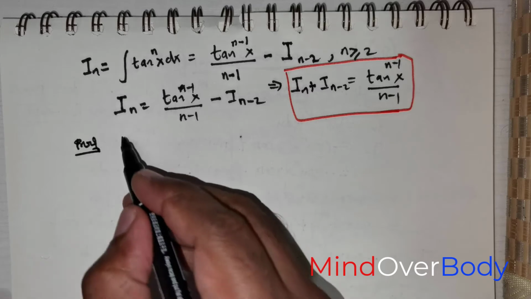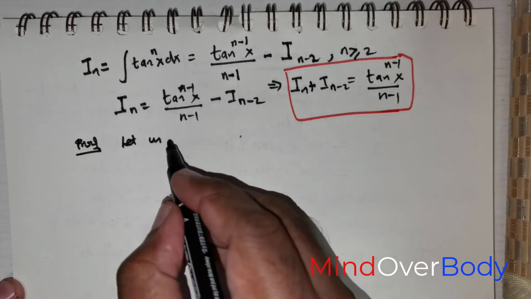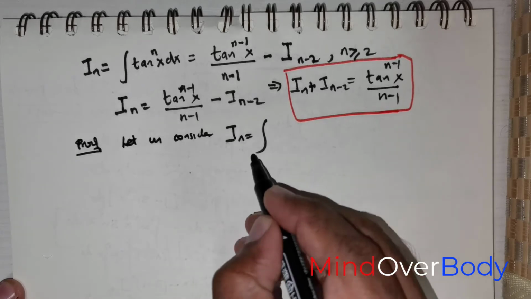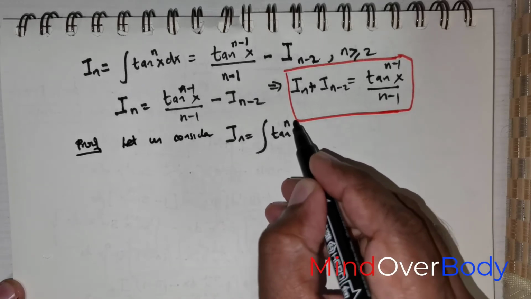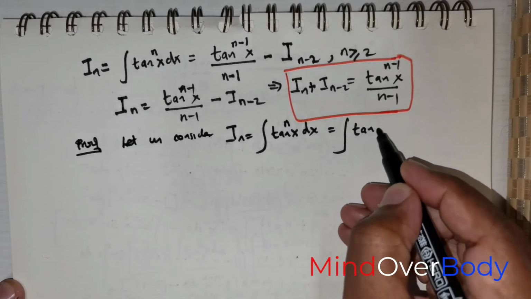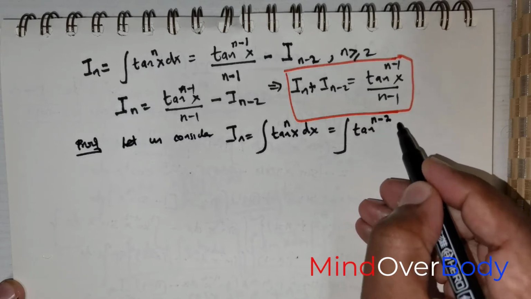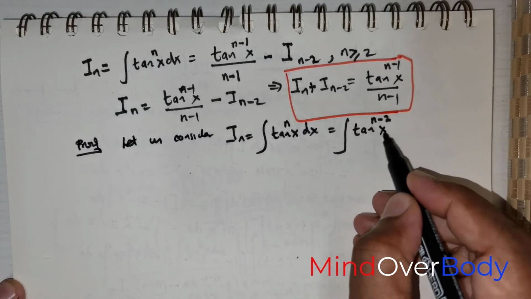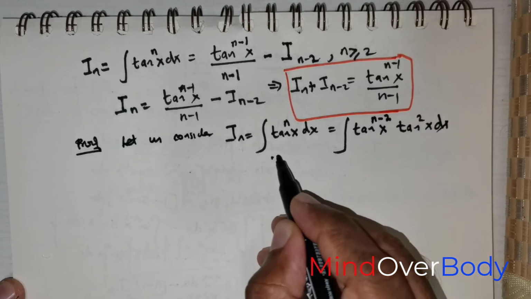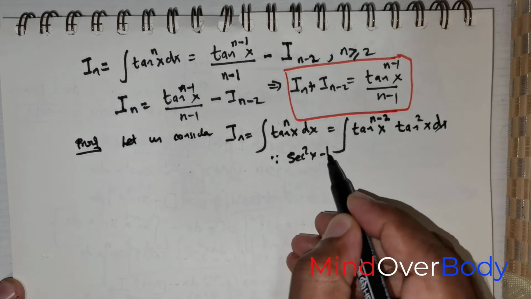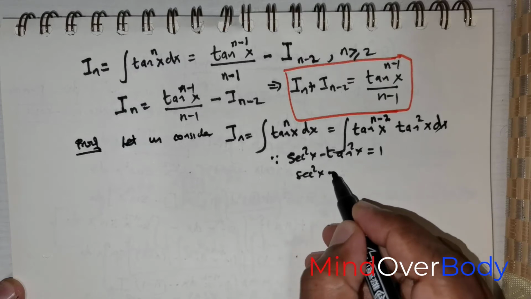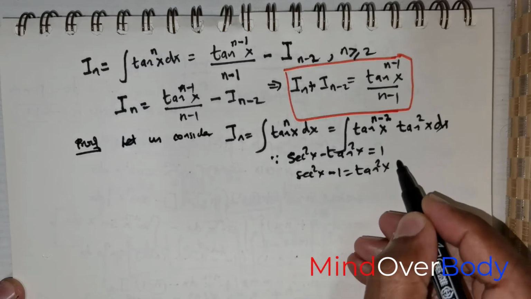I'm going to start off by this sentence. Let us consider I_n to be equal to integral tan^n x dx. Now I can rewrite this as integral tan^(n-2)x times tan squared x dx. Now we know that secant squared x minus tan squared x is equal to 1. Therefore secant squared x minus 1 is equal to tan squared x.